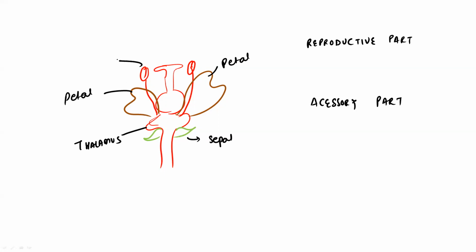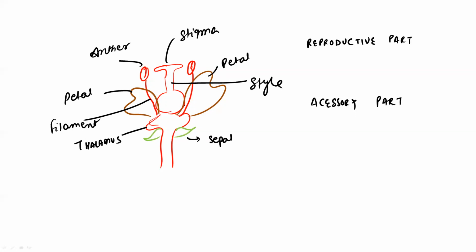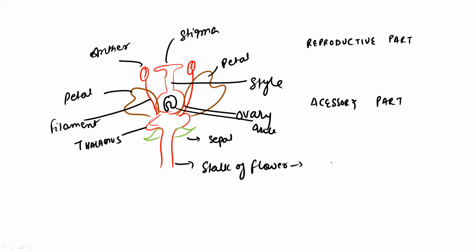So petal, and this is your anther, filament, and yeah. So this is the stigma, this is the style, and this is the ovary, and inside this ovary we'll find the ovule. This is the ovule having the ovarian cavity. Fine. This is the stalk of the flower. This is the name given, and this is the pedicel.